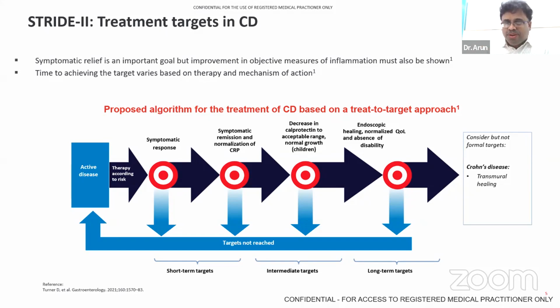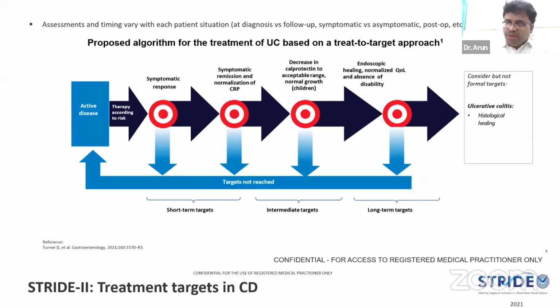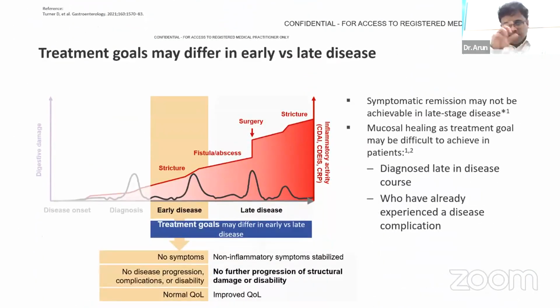And over a period of time, good endoscopic healing along with your quality of life has to be significantly improved, with disability coming down. So this is how we are going to target, with significant transmural healing to be attained when you think in favor of Crohn's disease, and histological healing when you think in terms of ulcerative colitis.